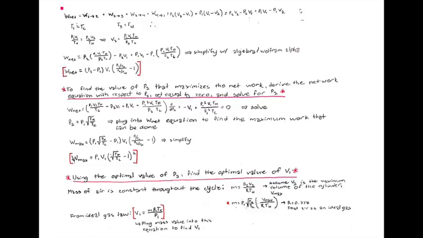After we found the net work equation, we attempted to find the value of P2 that maximizes the net work. For this, we had to differentiate the net work equation with respect to P2. And we solved that to find that P2 equals P1 times the square root of the hot temperature over the cold temperature. We plugged this back into the net work equation so that we could find the maximum work done all in terms of P1, so we didn't have to solve for P2 analytically. After that, we solved the equation to find the optimal value to set the initial volume of our heat engine to.